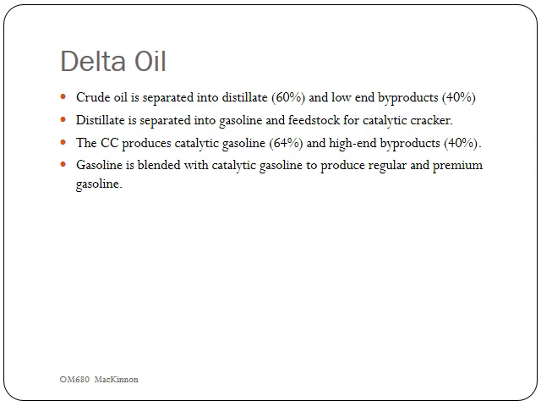Crude oil is separated into 60% distillate and 40% low-end byproducts. The distillate is separated into gasoline and feedstock for something called the catalytic cracker. The cracker produces catalytic gasoline at 64% and high-end byproducts at 40%. Notice that that's more than 100%. That's okay, this works fine. Gasoline is blended with catalytic gasoline to produce regular and premium gasoline. Okay? Moving on.